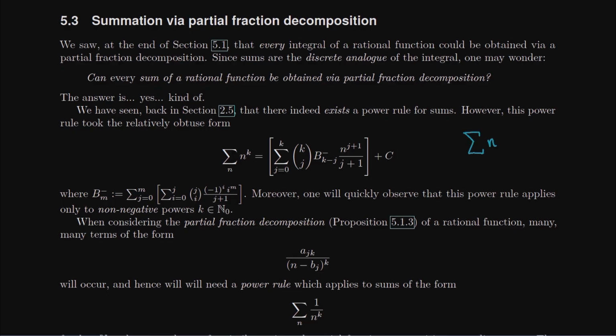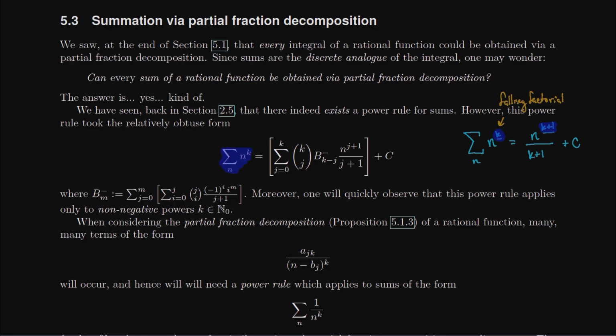One of them looked like n to the underline k, right? And this was called the falling factorial. The power rule here said that the output was n to the k plus 1, but with an underline, and then divided by k plus 1. So it looked exactly like our power rule for integrals, except we had to use this falling factorial notation instead of regular powers.